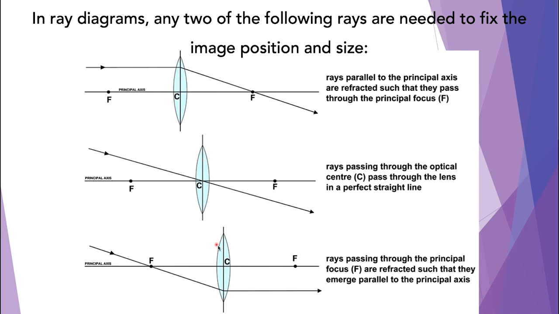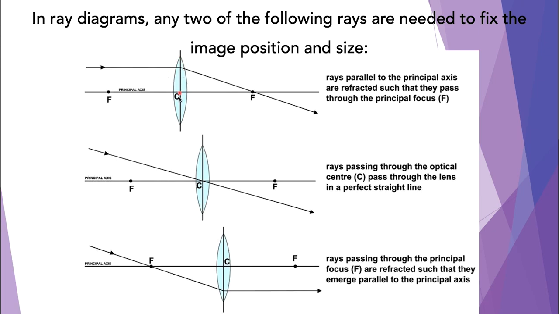Let's look at each of these rays to understand what they are. So this is the first ray. So in this standard ray, rays parallel to the principal axis. This is the principal axis, so they are parallel at right angles to the lens.